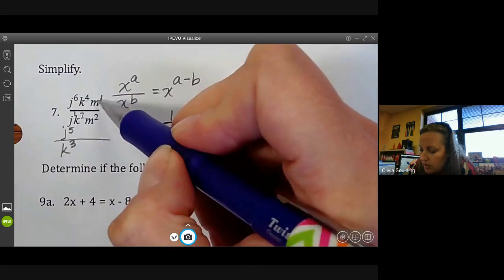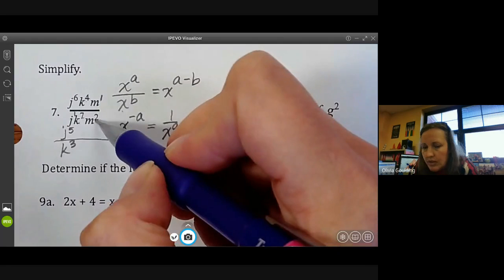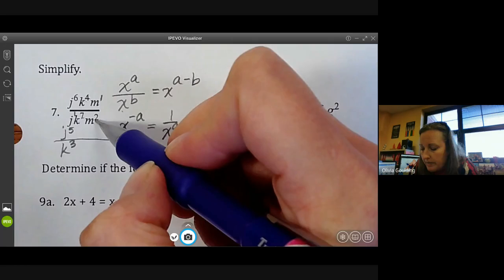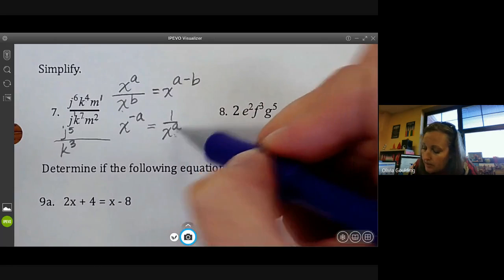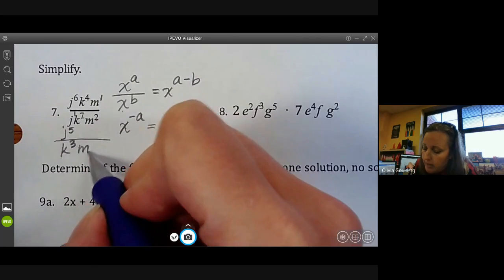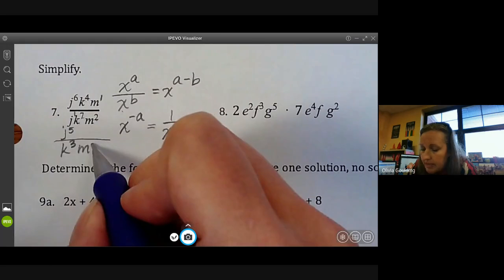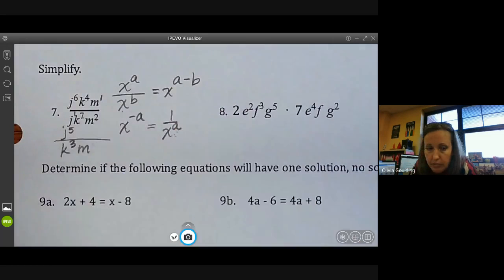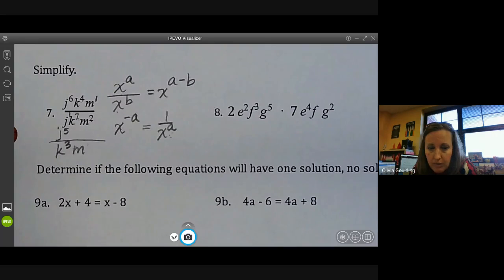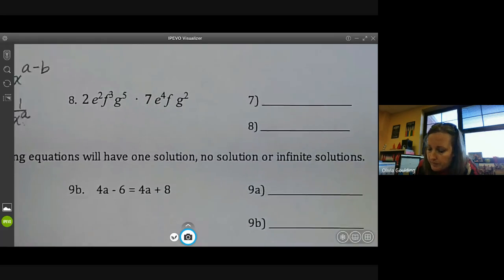And then we have m to the first and m to the second. So 1 minus 2 is a negative 1. So negative 1 becomes positive when I put it down here. And that's m to the first, but I don't need that 1 because it's implied, right? Because anything by itself is really to the first power. So my answer for 7, I'm going to go over here to number 7.